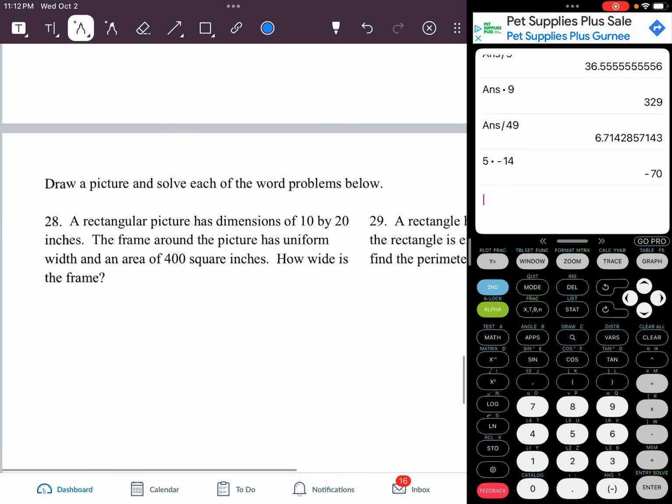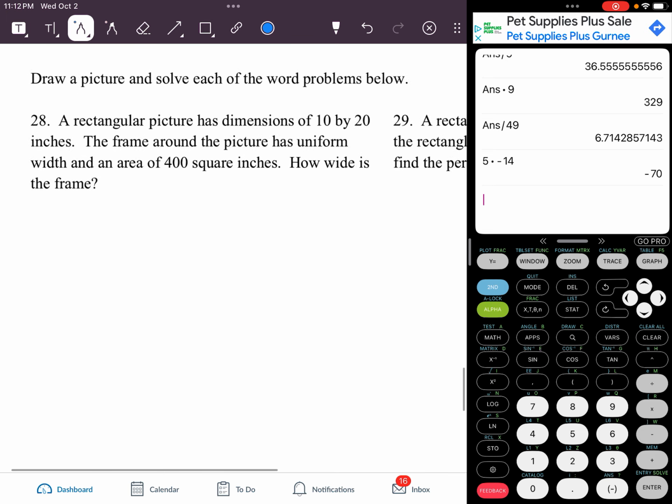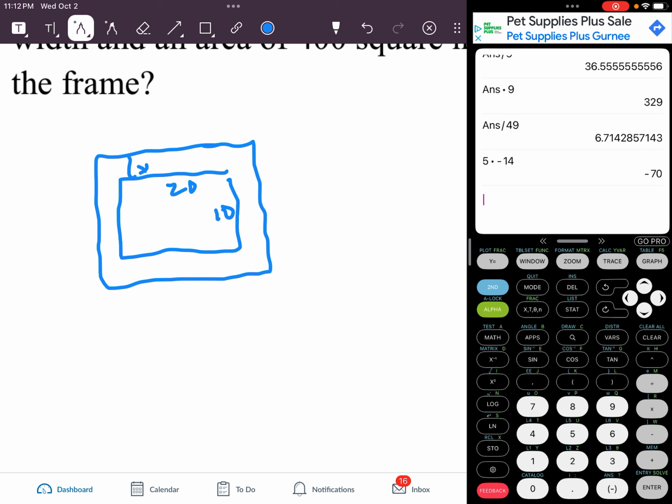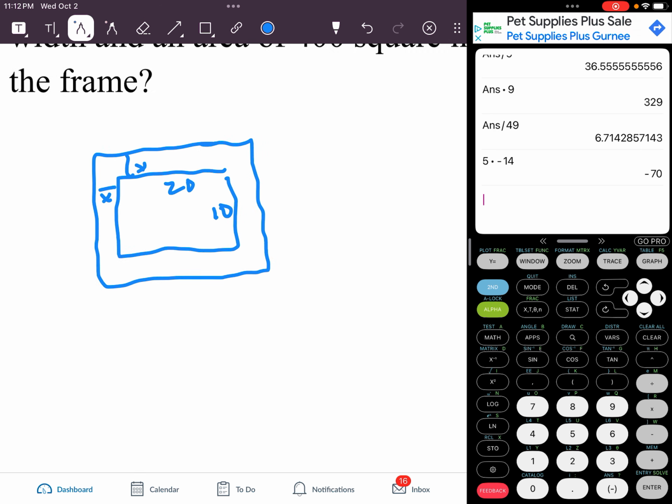All right. Word problems. Oh, so fun. Here we go. Rectangular picture has dimensions of 20 by 10, 10 by 20. Here's my picture, 10 by 20. There's a frame of uniform width around it. This is x. Let's make this bigger. This is x, x, x.